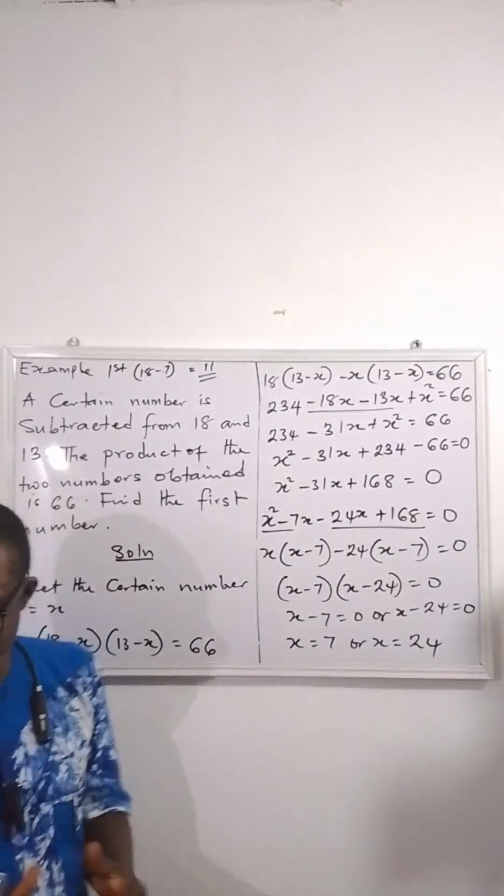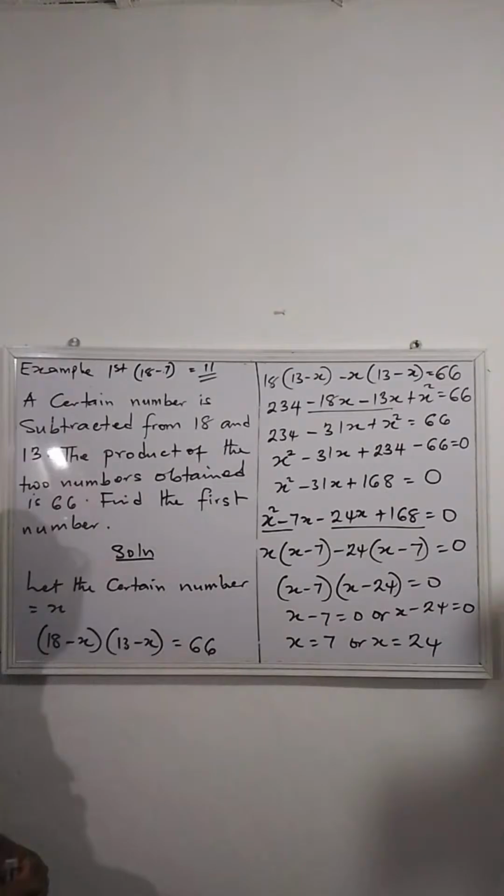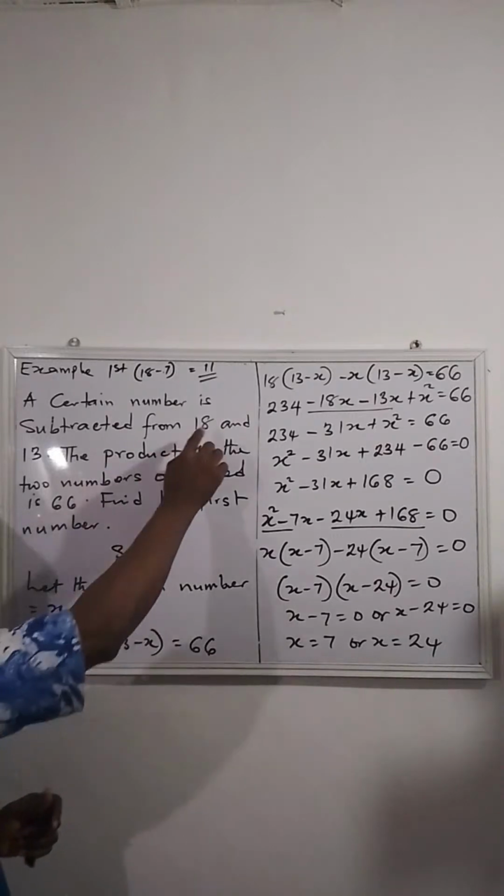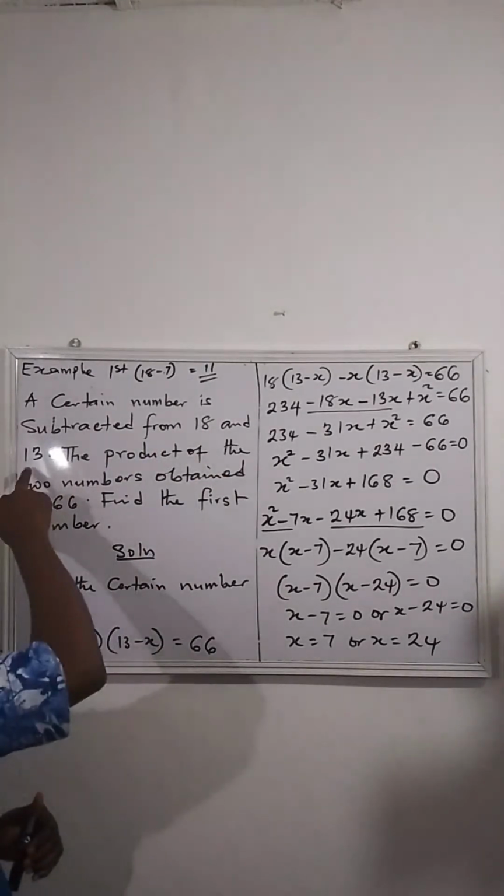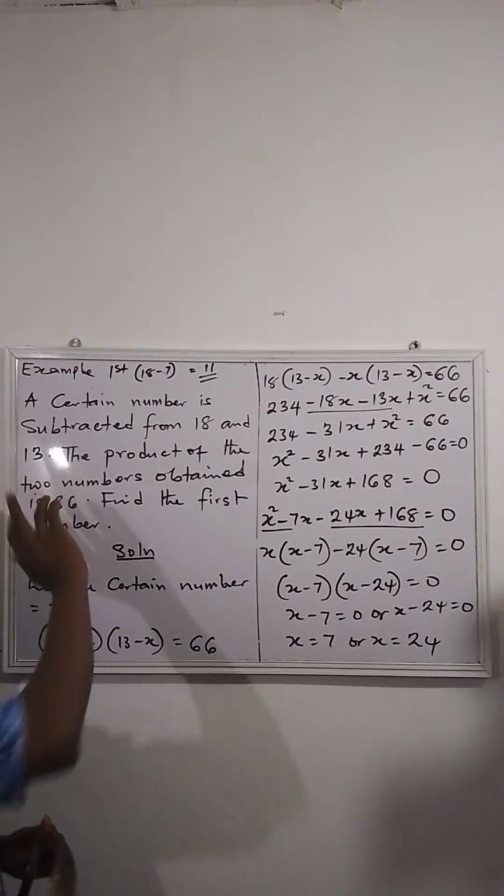Now let's look at the question again. A certain number is subtracted from 18. A certain number, something is taken away from 18 and it's also taken away from 13. We don't know that number.